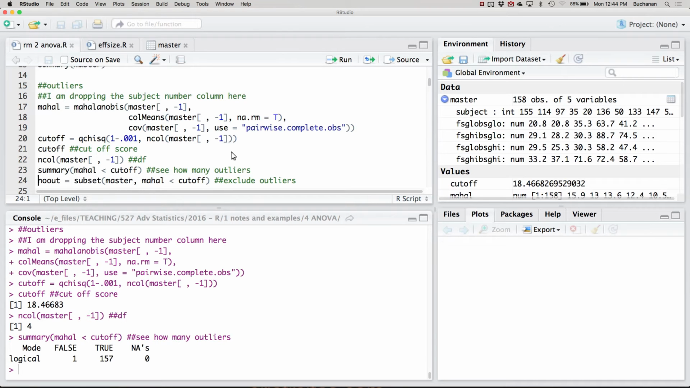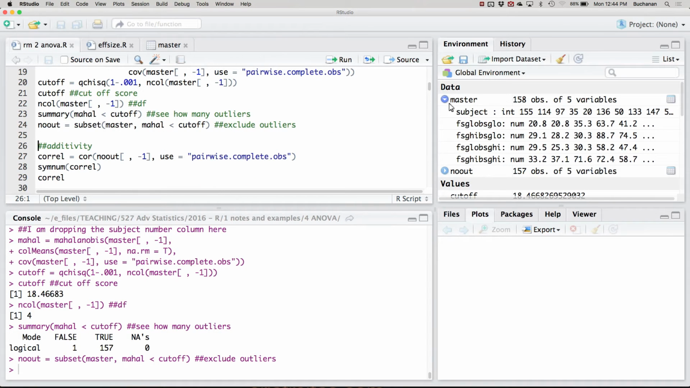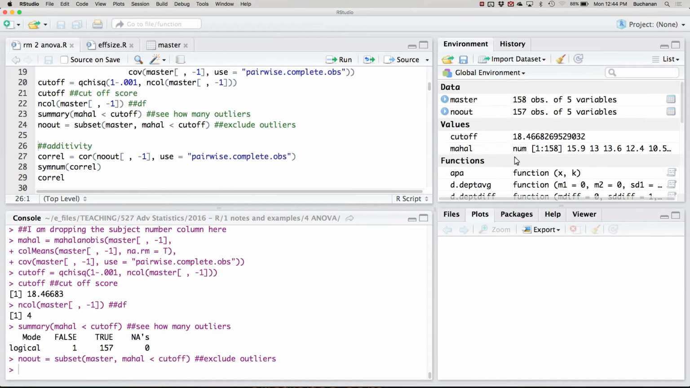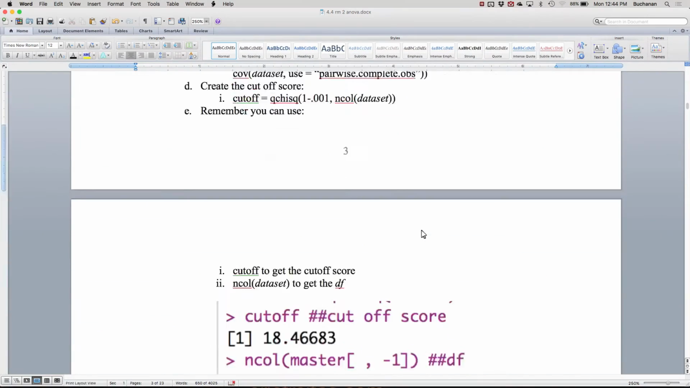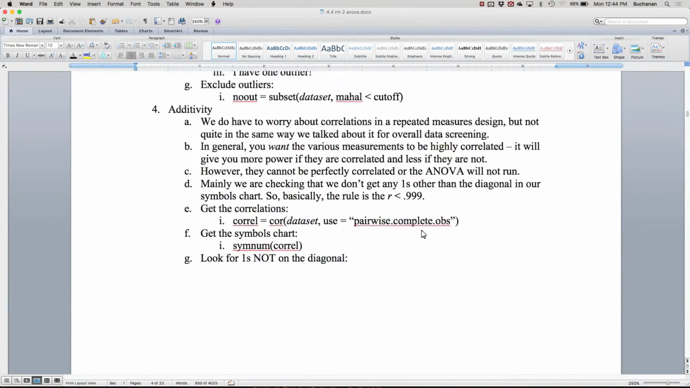So you'll see that our no-out data set has 1 less person. Okay. So false here means that they're an outlier, and that should match the number of observations here. So if you have 10 outliers and it only drops 2 people, something's not right.